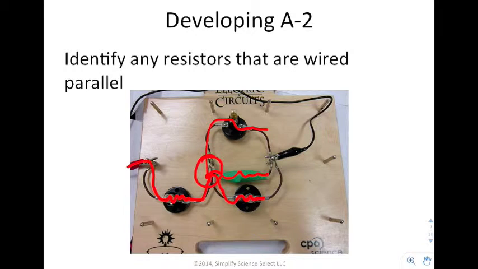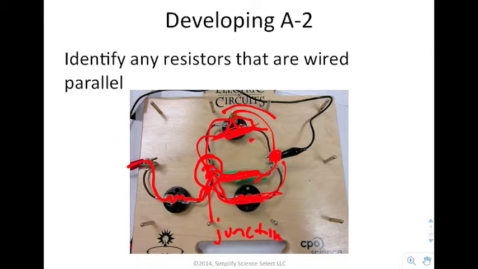This point right here is called a junction. The reason why it's called a junction is that it is a point where charge has a choice. Charge can either go down this bottom pathway, to the middle pathway, or to the top pathway. Because there are three different pathways for these things to all get to the same location, these three resistors are said to be wired in parallel.